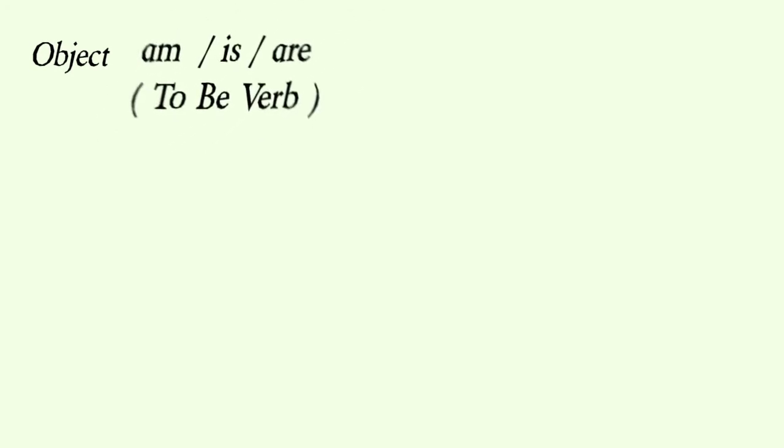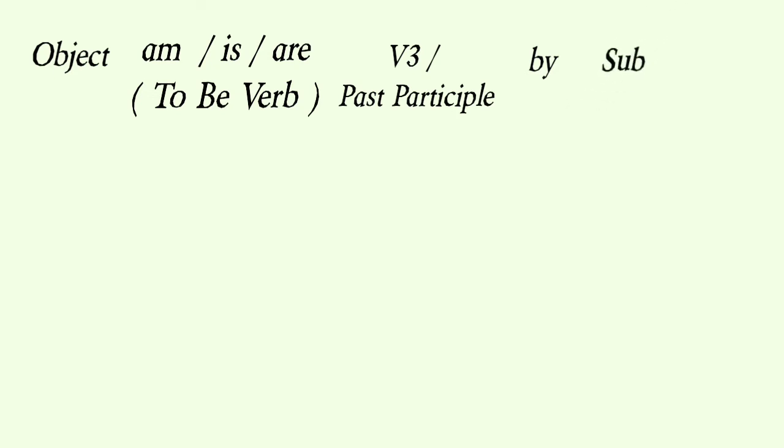Now let us find the sentence construction of this passive voice in simple present tense. There will be an object of the sentence, then after that there will be the to be form of the verb, like am, is, are. Then after that there will be the third form of the verb, or the past participle of the verb. Then after that there will be by, and after this by there will be the subject, and the rest will be an extension of the sentence.